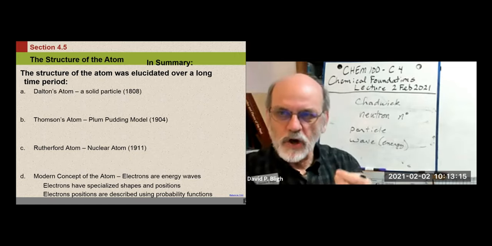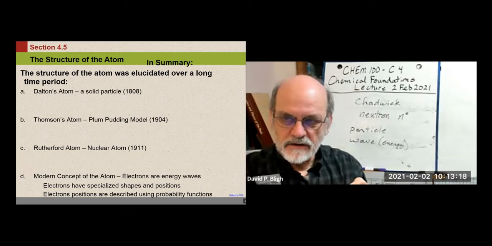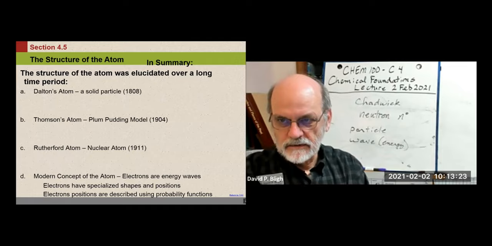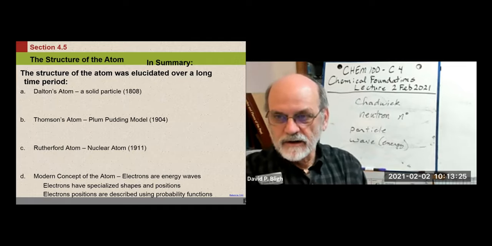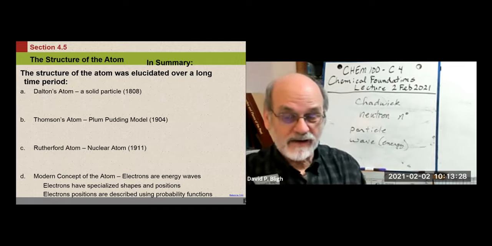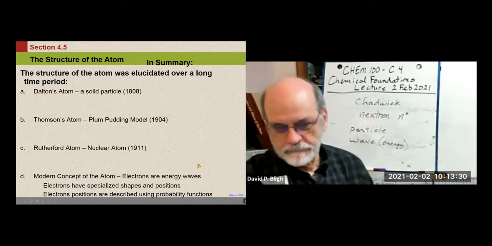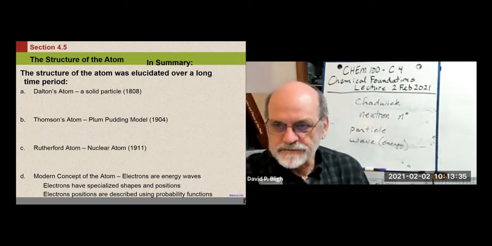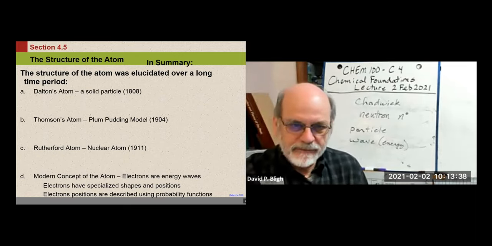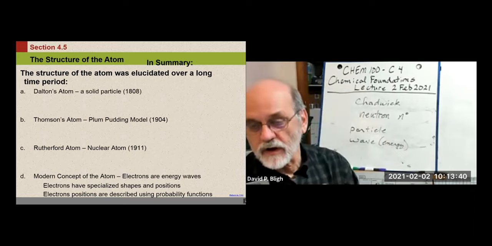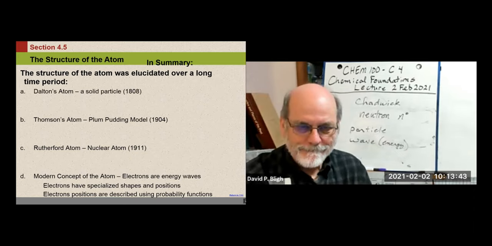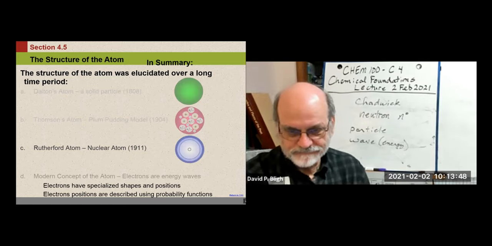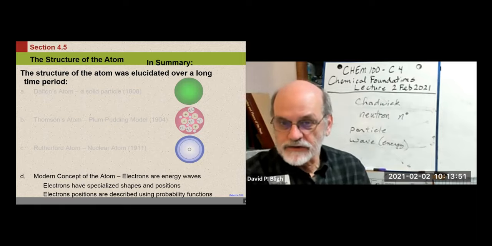But if you know where the electron is, you can't say how fast it's going. And that's true for any particle. Or if you know how fast it's going, you can't say exactly where it is. So probability is invoked to finish describing the atom. And that comes from what we now call the quantum theory. Okay, so that's the progression of the structure of the atom.